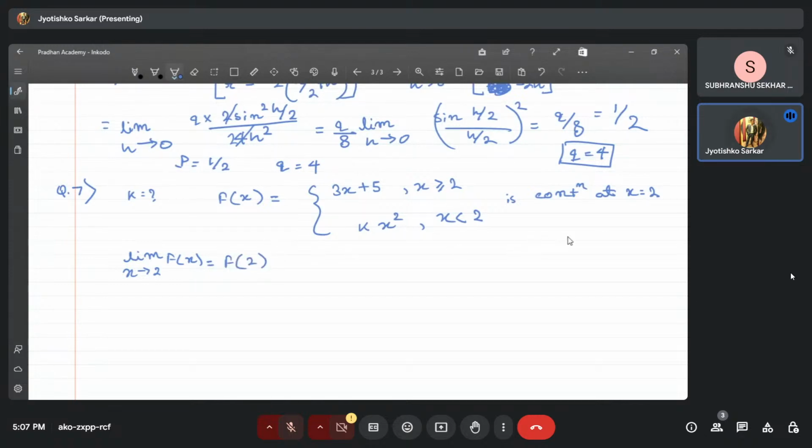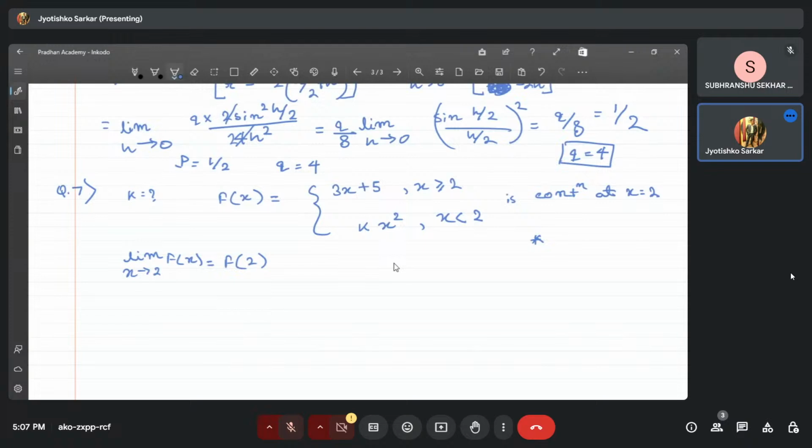Now this is a notable point: if you get a polynomial, like 3x plus 5 or kx squared, these two are polynomial functions. For a polynomial function, limits always exist. It is also continuous, and it is also differentiable.